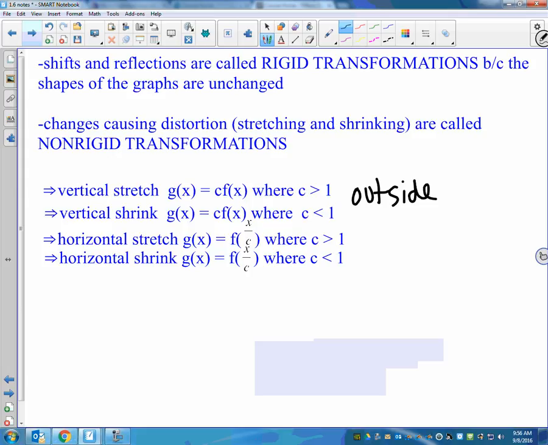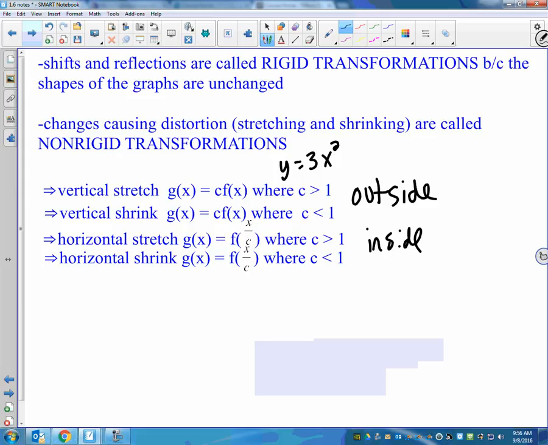I'm not going to make you say horizontal stretch or horizontal shrink that much. I do want you to know the difference between horizontal and vertical. Vertical is on the outside, horizontal is on the inside. So this is multiplying on the inside of the function. Up here, that would be like y equals 3 times x squared. The 3 is not in the squared part. It was not parentheses 3x squared.